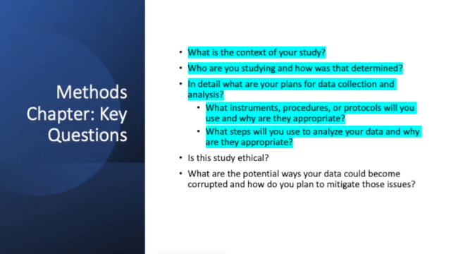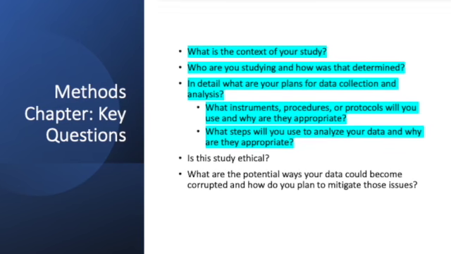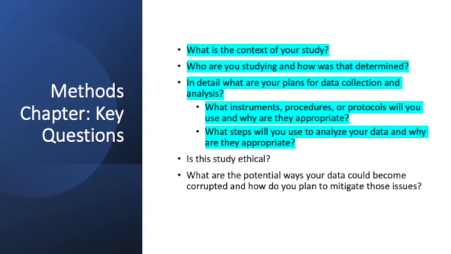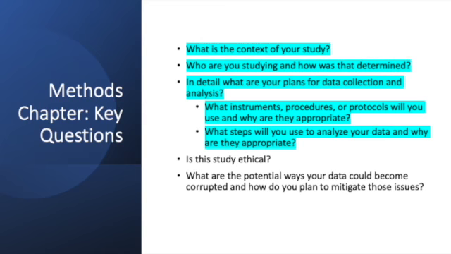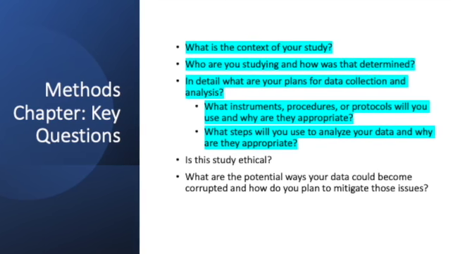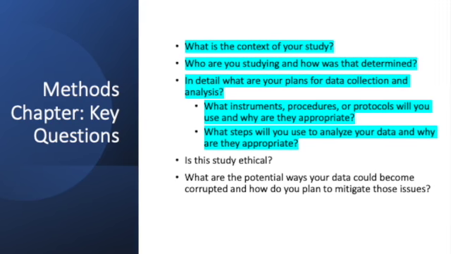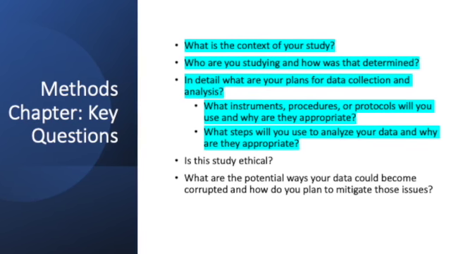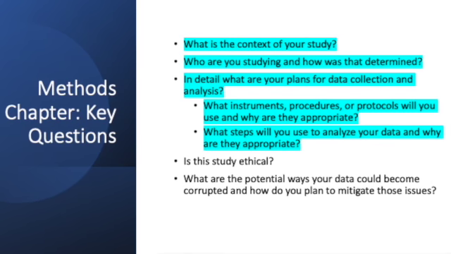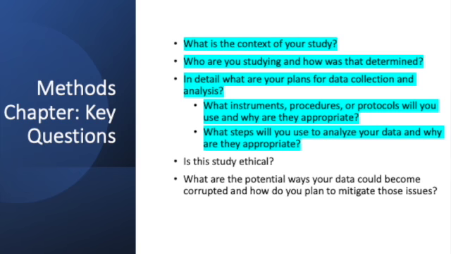And if you can, use some citations or use a valid method that's already been shown to work. Then the 4th question is, is the study ethical? Usually this is done in a single sentence that it was approved by IRB, either by Edgewood or the institution that is ultimately taking responsibility. And then the 5th question is, what are the potential ways in which your data could become corrupted or invalid, and how do you plan to mitigate that situation? For today's mini lesson, we are going to focus on questions 1, 2, and 3.